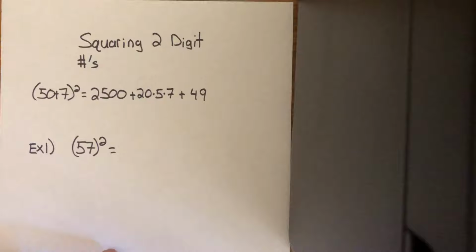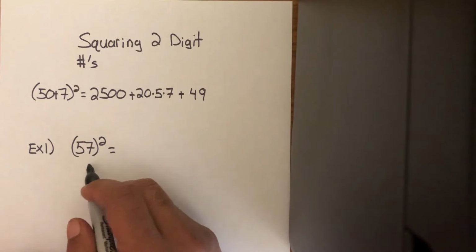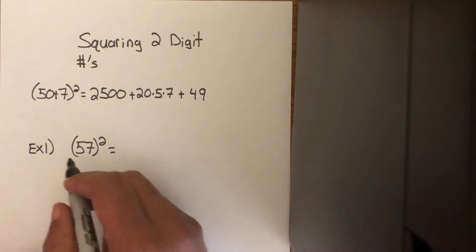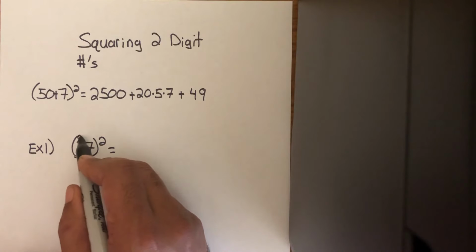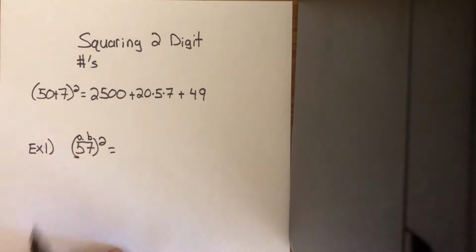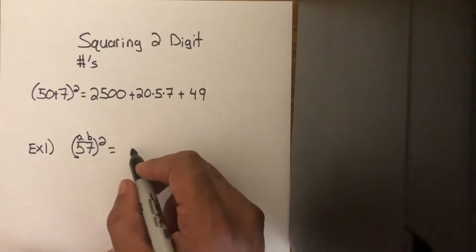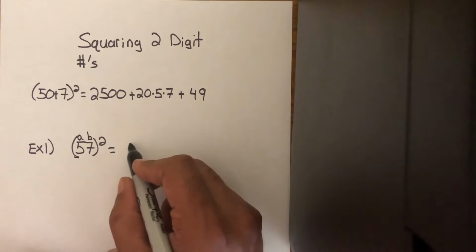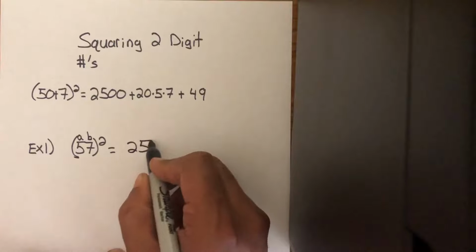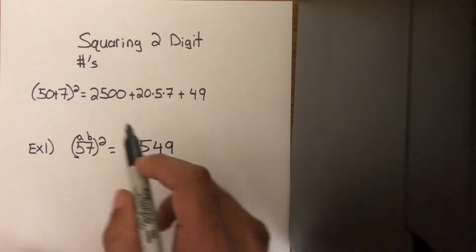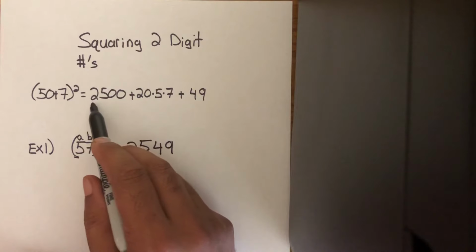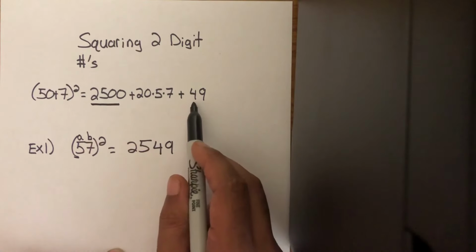So here's what I mean. If I have 57 squared, this is going to be like a 2 or 3 step process to get the answer. So this is going to represent A, and this represents B, A plus B squared. So first I say, what's 5 times 5? 25. What's 7 times 7? 49. So we've already taken care of the 2500 and the 49.